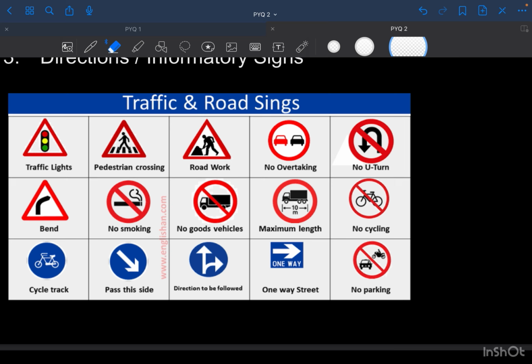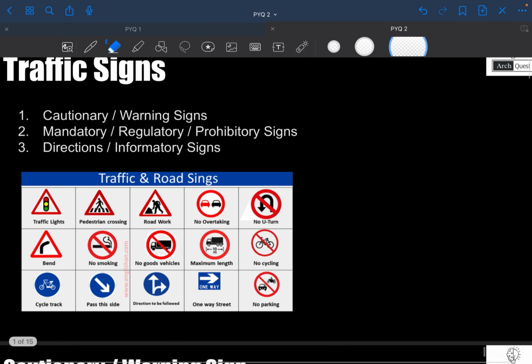It's because every signage is trying to give us a different kind of indication, and such indications, such signs are divided into three types. Okay? The first one is cautionary or warning sign. Second, mandatory, regulatory, or prohibitory sign. So in this, it's generally known as regulatory, but inside it we have mandatory and prohibitory, which are a subset of regulatory, you can say. Okay? Then there are directional information signs.